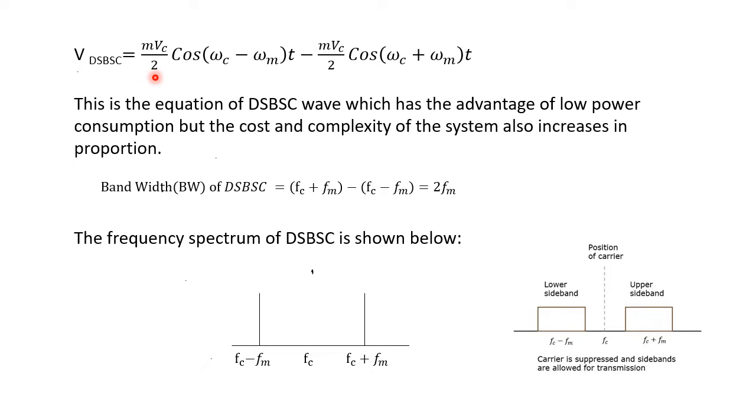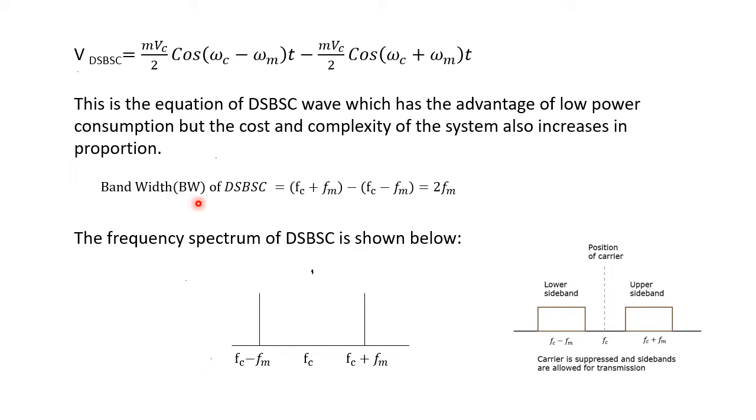From this equation we can make out that the advantage of DSBSC is that since the carrier component is not present, the power needed to carry the carrier component will be saved, and this method is useful if we have to save power in the propagation of an amplitude modulated wave.